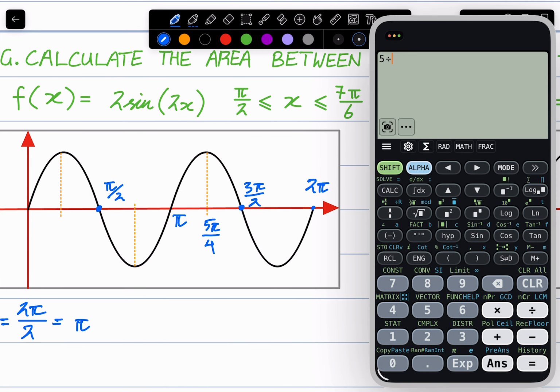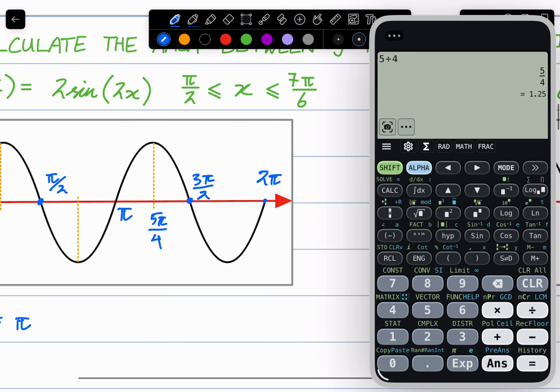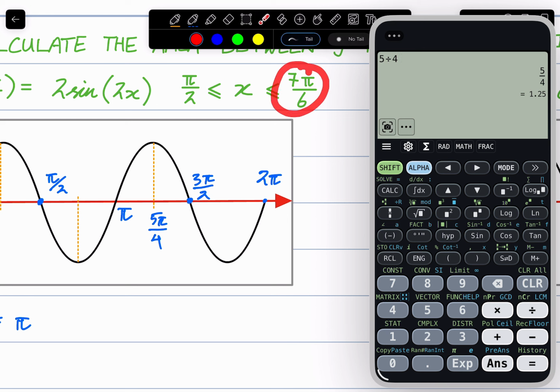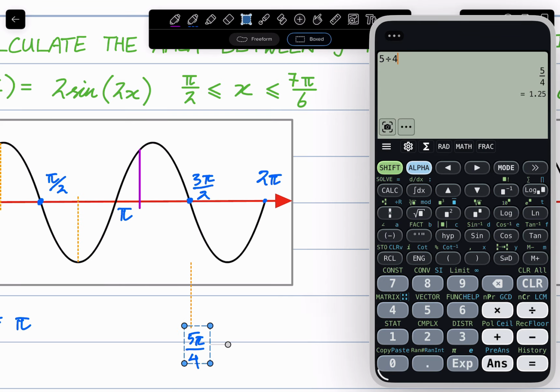So let me just check. 5 on 4 is 1.125. So it's actually going to stop. This 7 pi on 6 is actually going to be here somewhere. So let's write that in. So we're going to stop here at 7 pi on 6.